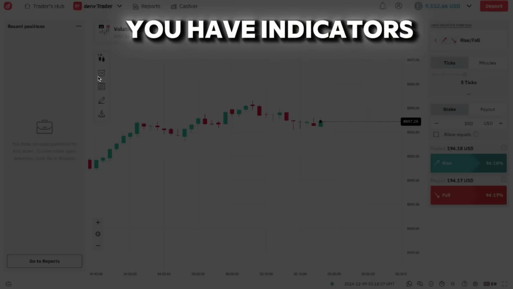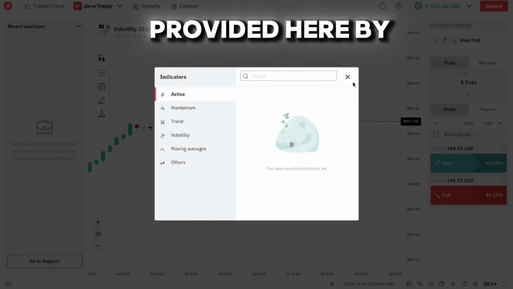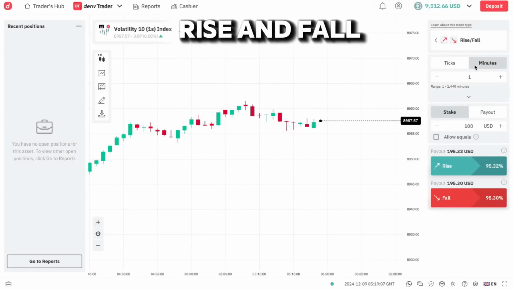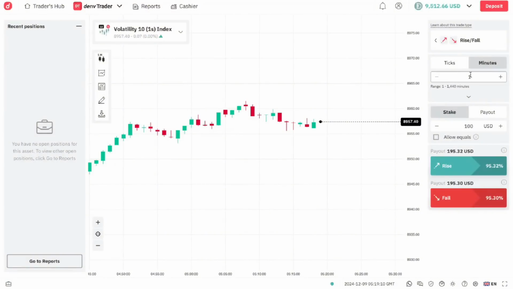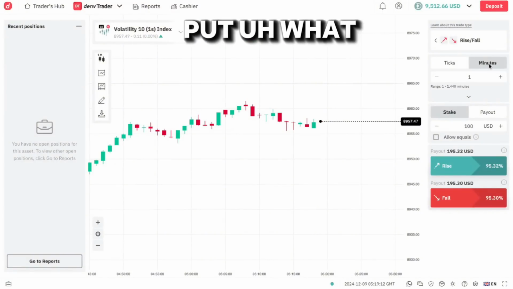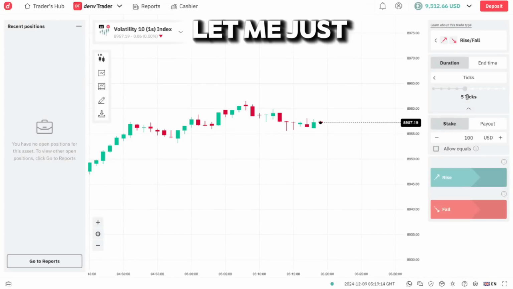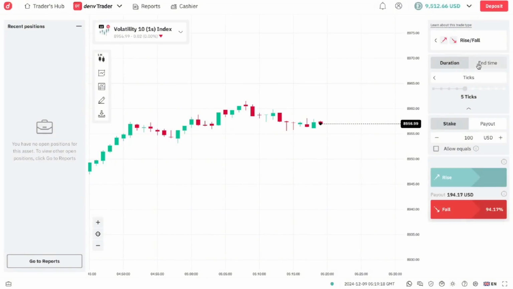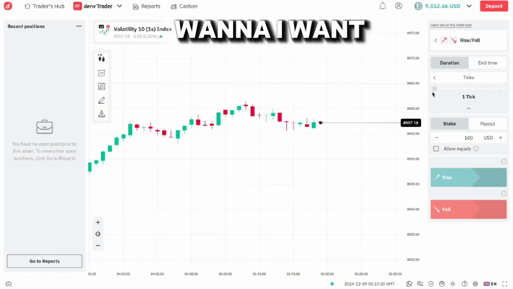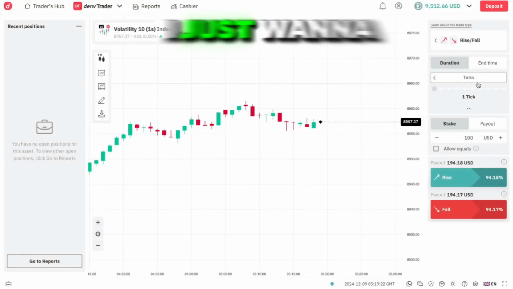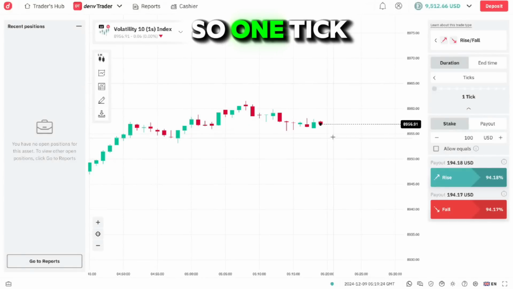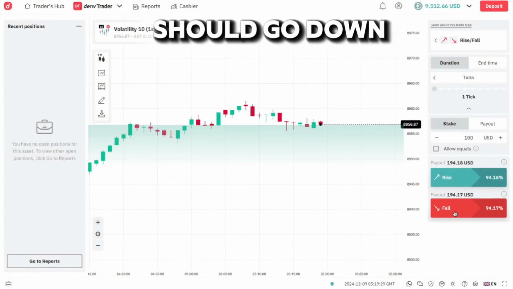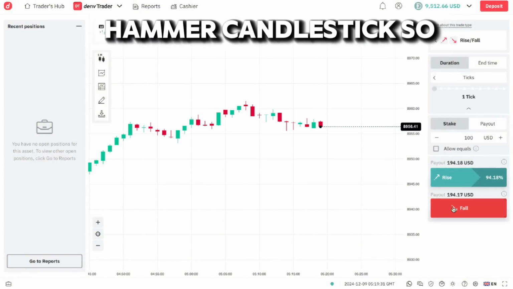And then also you have indicators here, but the indicators provided here by Deriv are quite messy. There are two ways to trade rise and fall. Let me just show you something here. You could put an end time or a duration, or I want 1 tick fast. So 1 tick here means after 1 tick, the market should go up or should go down. This is a hammer candlestick. So I'll put fall.